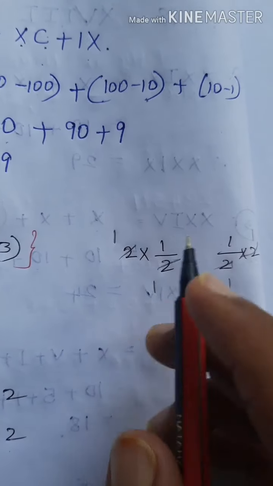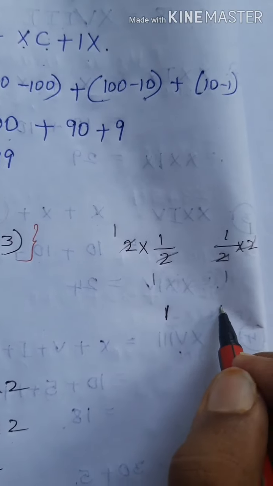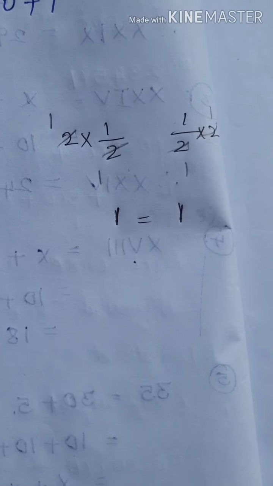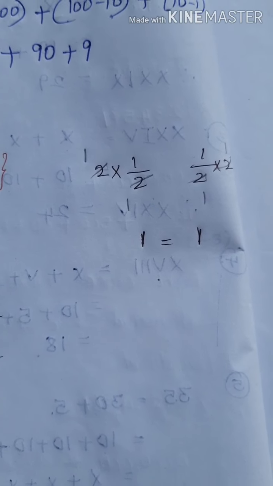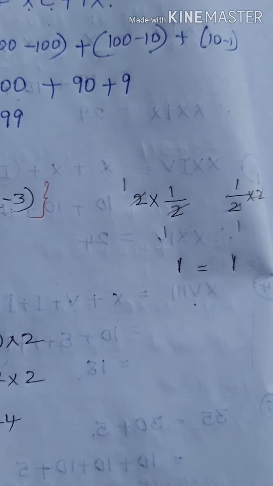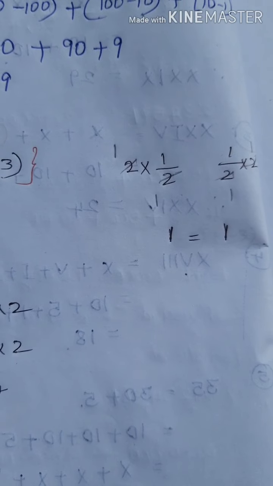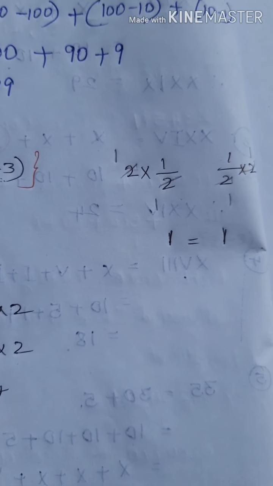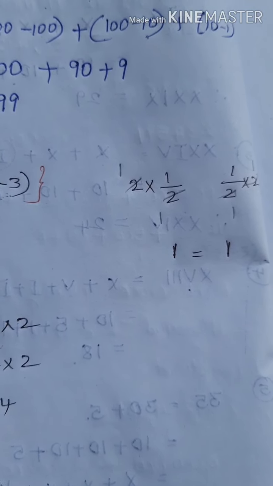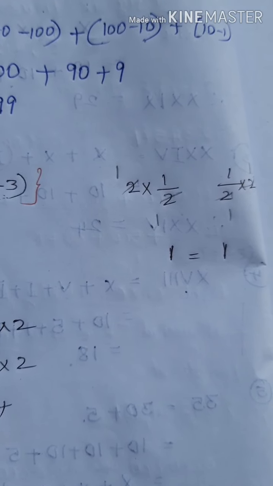1 into 1 is 1. So here also I am getting 1. Here also I am getting 1. So both are equal. Like that you have to check. This is called, if I get 1 means, multiplicative inverse is satisfied for the properties of multiplication. Like that, if you take any value, you can do like that.